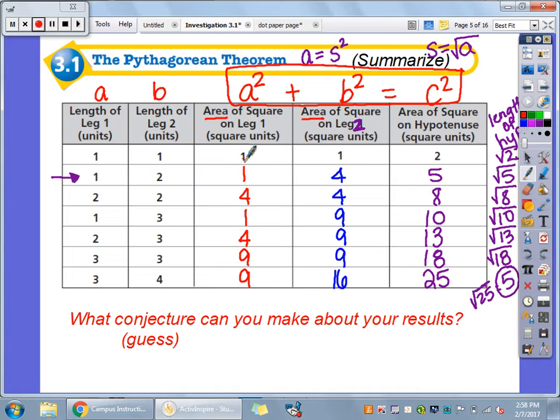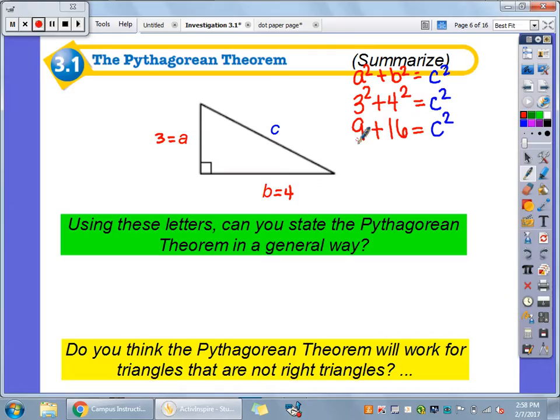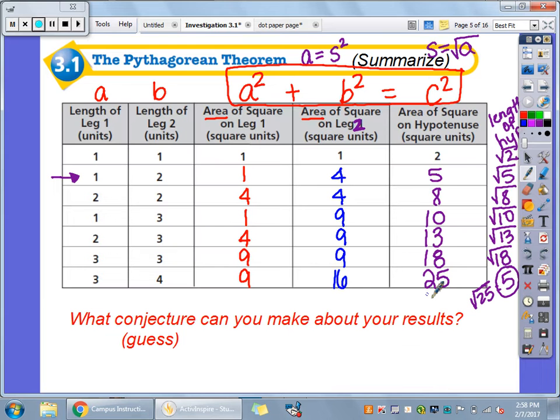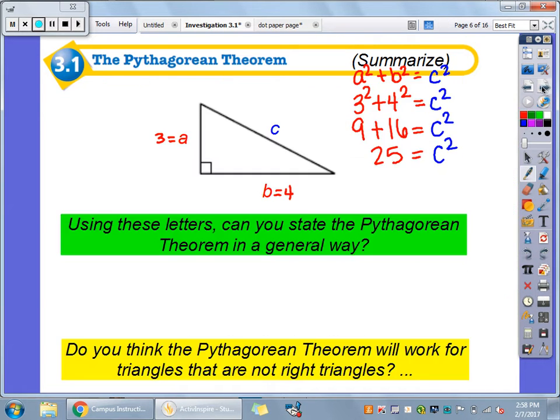So this is like the square on leg 1, the square on leg 2, and then we added it together to get the area. So this is the square on leg 1, the square on leg 2, find the area. So now 9 plus 16 is 25. And that's still equal to c squared. Now, this part right here where it says 25 equals c squared, that's this part right here. Okay, so that tells us that the area of the square on the hypotenuse is 25 units.